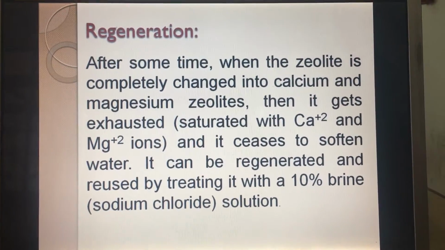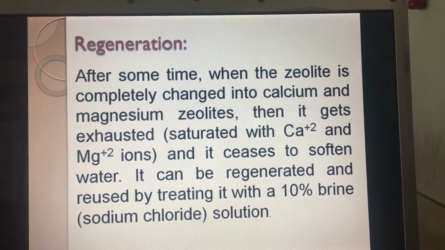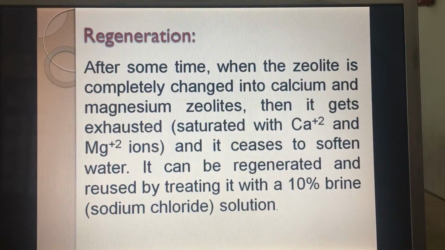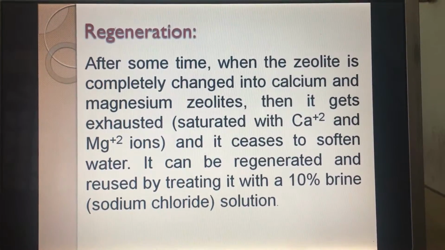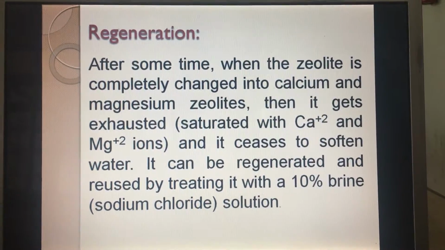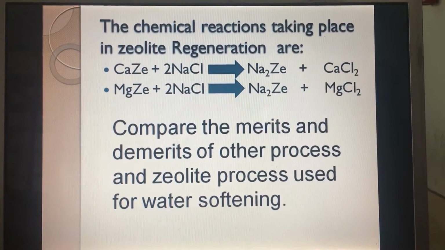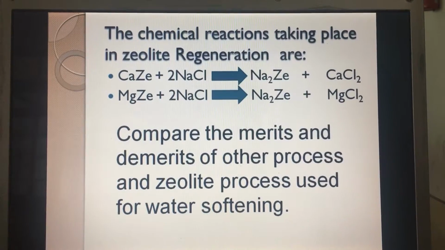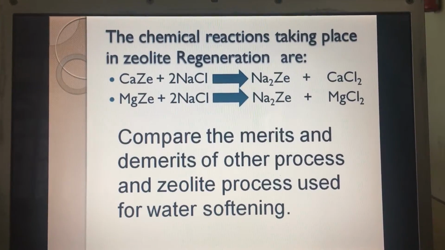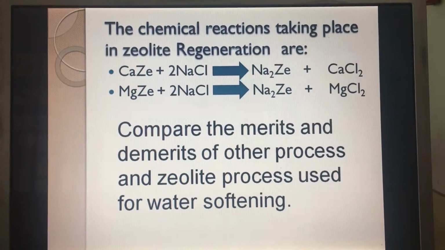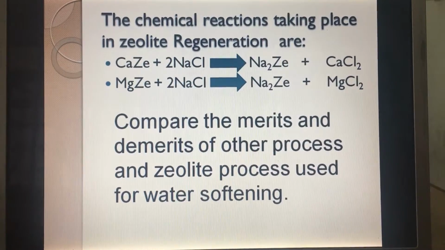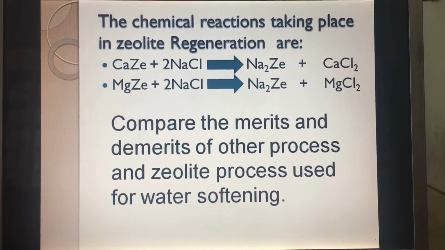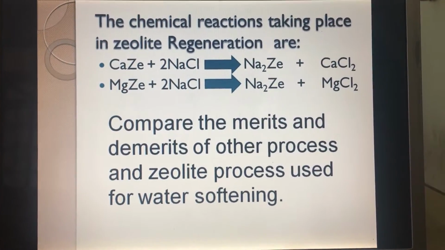Then we go for the regeneration technique using 10% brine solution, that is sodium chloride solution, so that it can be completely removed. In these chemical reactions, the calcium zeolite and magnesium zeolite present in the bed are exchanged back with sodium, and the calcium chloride and magnesium chloride produced are washed away.